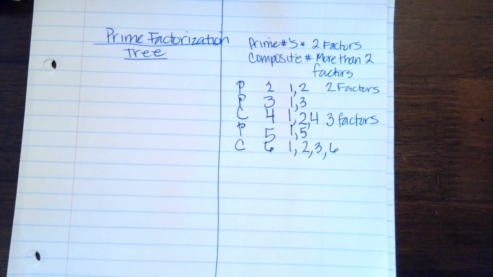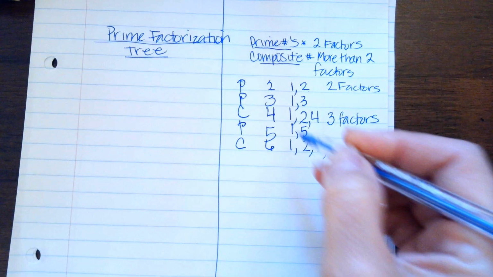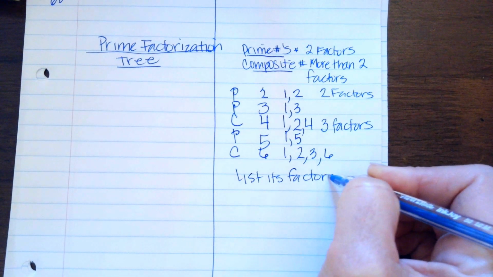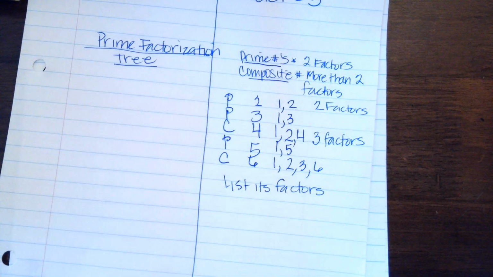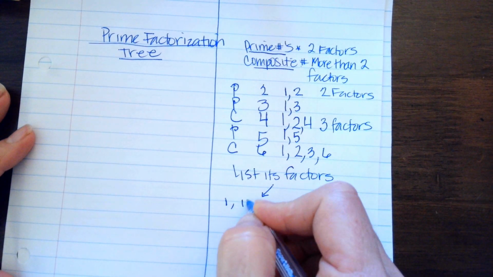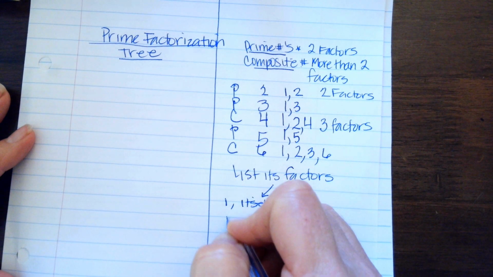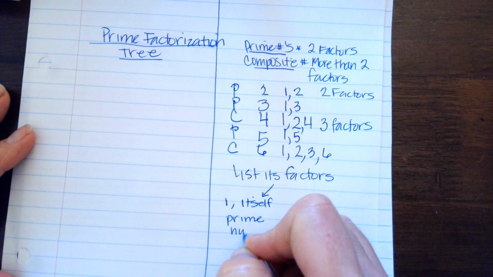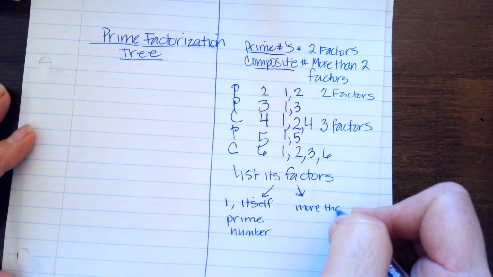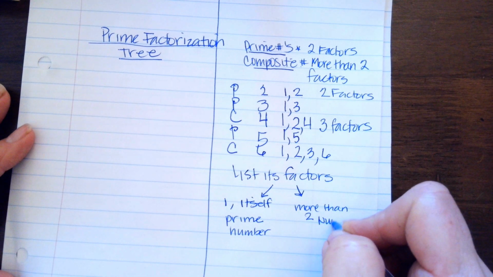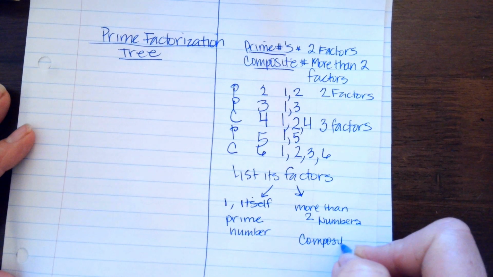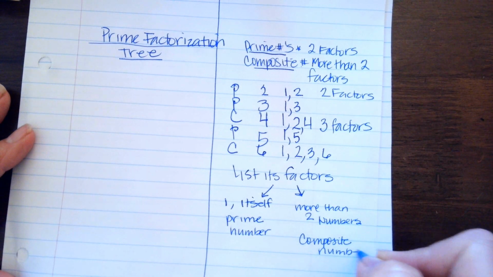So the first step to find out whether something's prime or composite is to list its factors. And factors means that the number can be divided into it. If there's only 1 and itself, then the number is called a prime number. If there's more than 2 numbers, then it is called a composite number. Does that make sense to you, Cade?